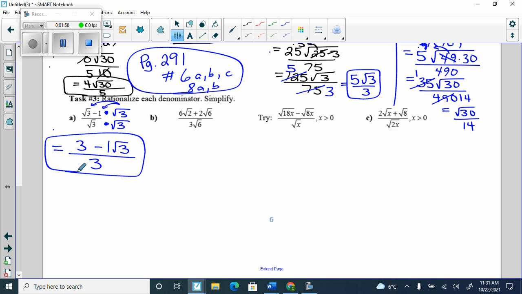I also do have to check the radical and make sure I can't reduce it, which is a root 3, which I can't reduce. It's as low as it can go. If it was like root 24, I'd have to reduce it. Okay? For B, it's a monomial in the denominator.